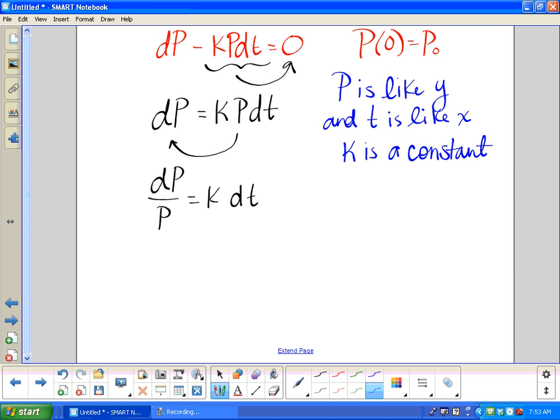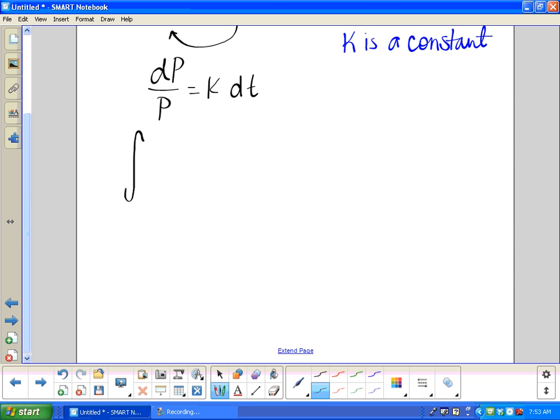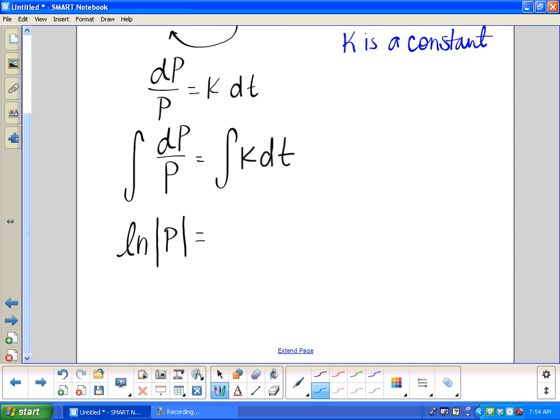So we know that. All right. Now I'm going to integrate both sides. And now we are integrating. So this will be the natural log of the absolute value of P is equal to, k is just a constant, so it's like the integral of 2 or 5 or whatever. So we're just going to put a t on it. So this is going to be kt. And then we, of course, have c.